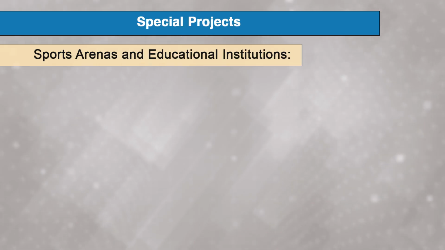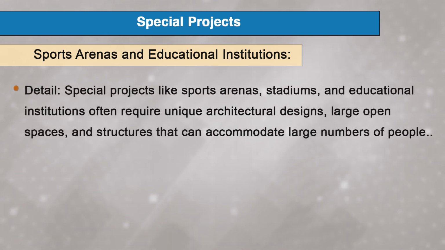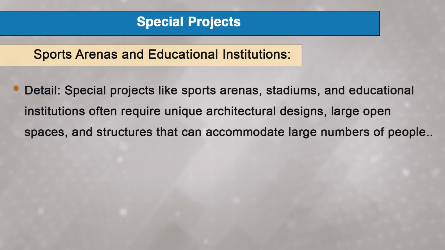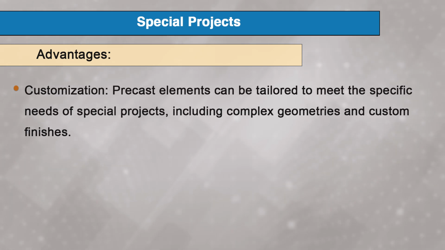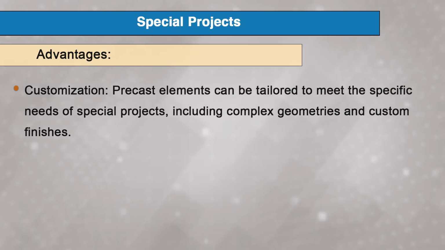There are some special projects also, for example, sport arenas, educational institutes, etc. Special projects like sports arenas, stadiums and educational institutions often require unique architectural design, large open spaces and structures that can accommodate a large number of people. Precast construction provides the flexibility and strength needed for these projects. Advantages include the customization, that is the precast elements can be tailored to meet the specific needs of special projects, including complex geometries and custom finishes.